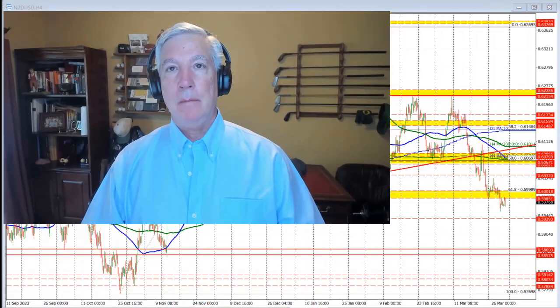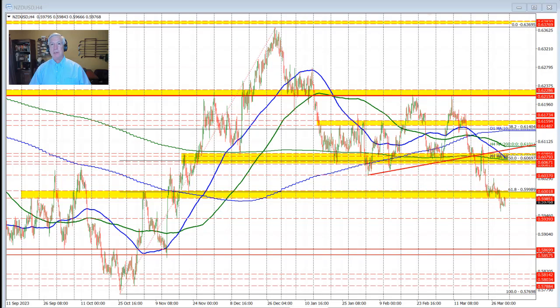The final currency pair I'm going to take a look at is the New Zealand versus U.S. dollar. So let's get started. Taking a look at the New Zealand versus U.S. dollar, we start the new trading week starting April 1st. The bias is more negative for this currency pair. There are a couple of reasons for that.